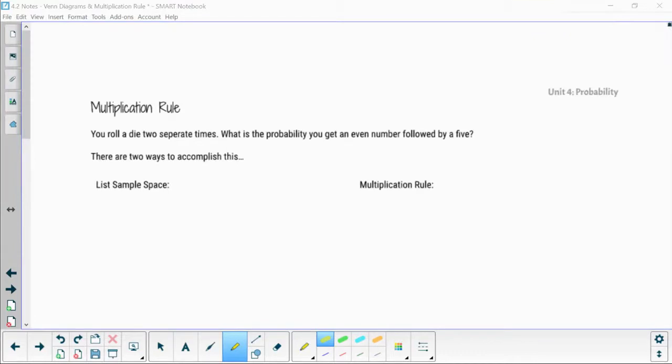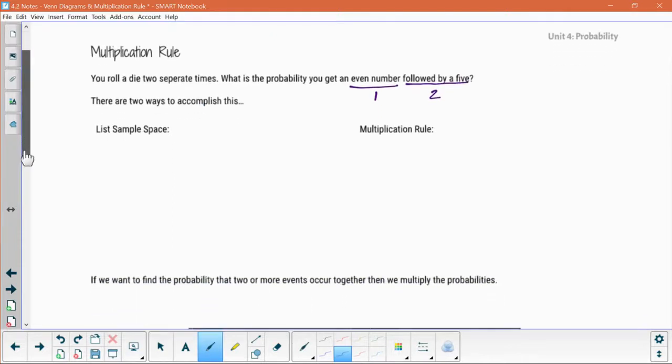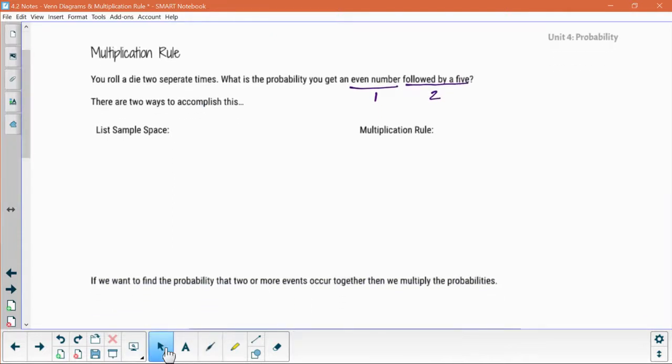The last thing that we're going to cover to wrap up these notes is the multiplication rule. So we're going to say that you rolled a die two separate times. What is the probability you get an even number followed by a 5? So we want to get an even number first, then we want to get a 5 second. So there are two ways to accomplish this. The first way is going to be similar to what we did in 4.1, where we would list out our sample space. And in this instance, there's a possible 36 outcomes.